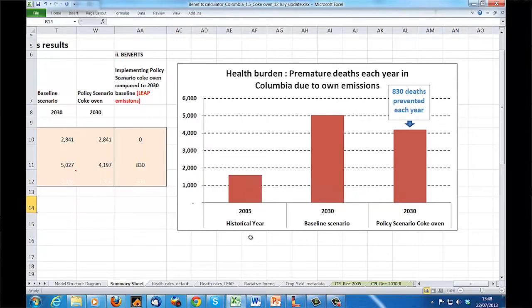So what will happen if we carry out the mitigation measures, i.e. transferring coke production from traditional to modern ovens? And we can see in the third column here that the policy scenario will reduce to just above 4,000 the premature deaths each year, amounting to a difference of 830 deaths each year that will be prevented by implementing measures to switch production from traditional to modern coke ovens.